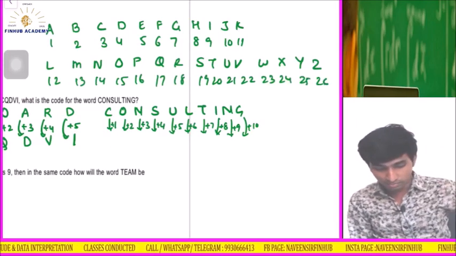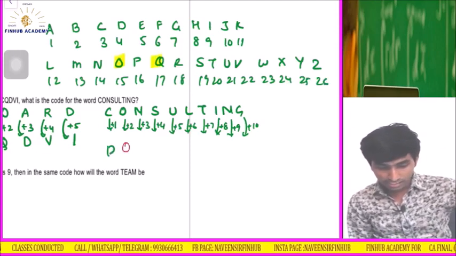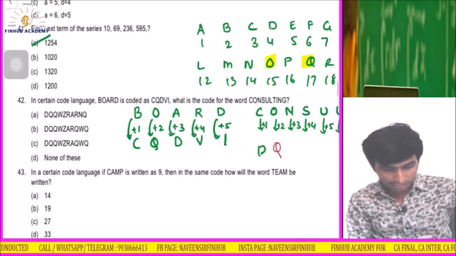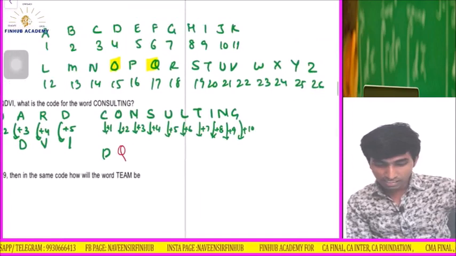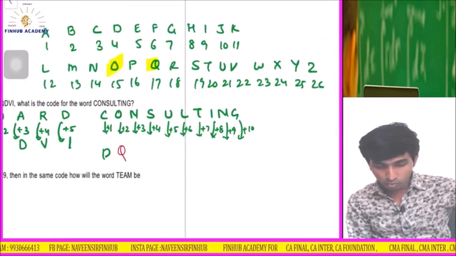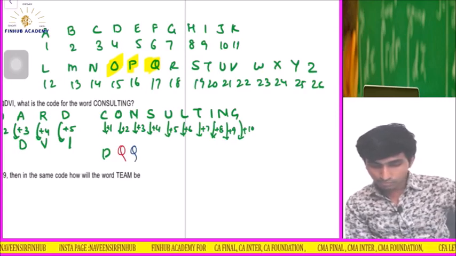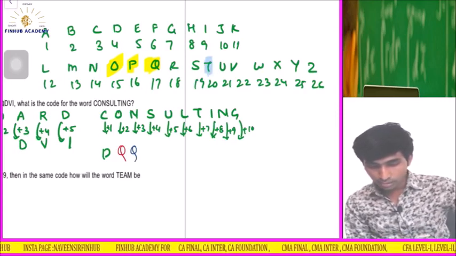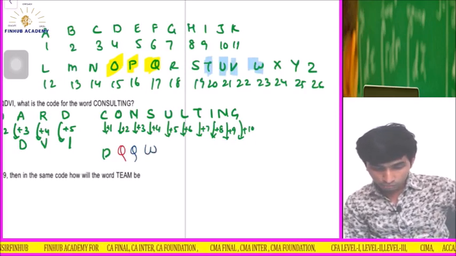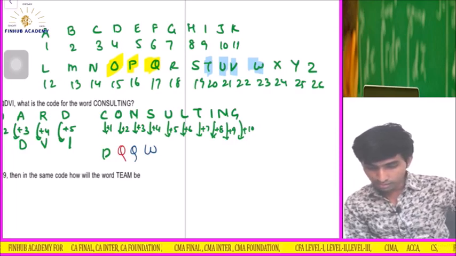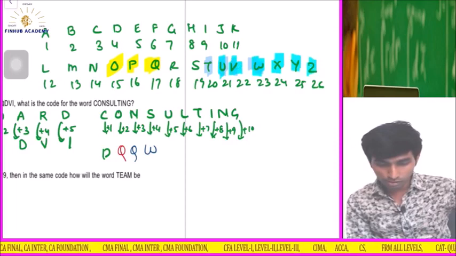See, C plus 1 means D. O plus 2, check. O plus 2 means Q. If you check now, D Q is common everywhere. So let's solve it. N plus 3. See, because of this it will become easy. N plus 3 means O P Q, so here it will again be Q. Then S plus 4. Where is S? 1, 2, 3, 4, so it is W. U plus 5. So 1, 2, 3, 4, 5, so it is Z.